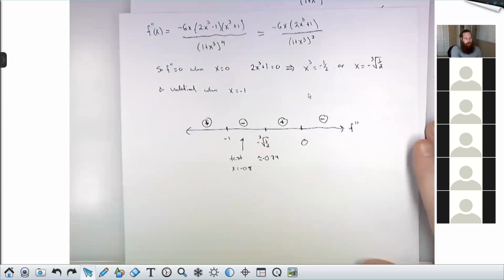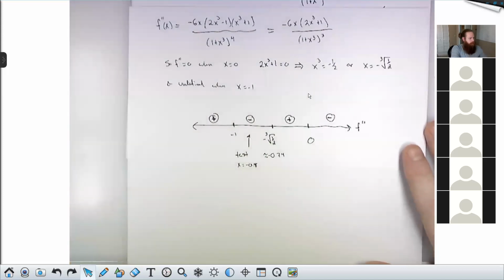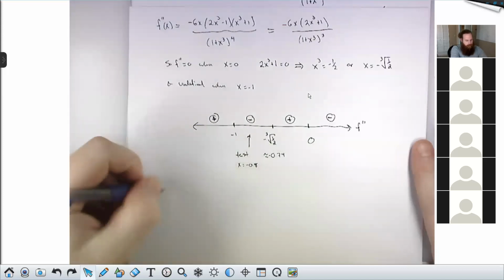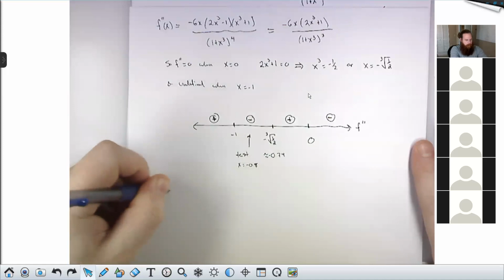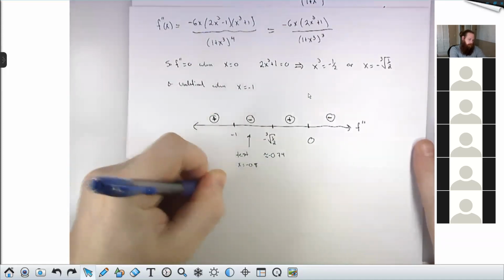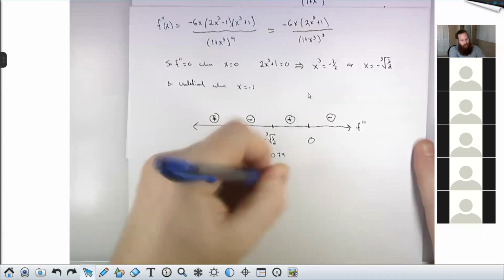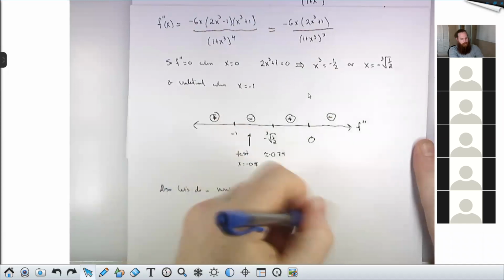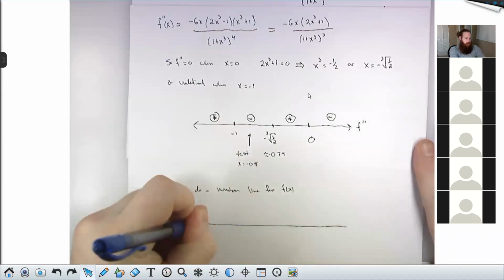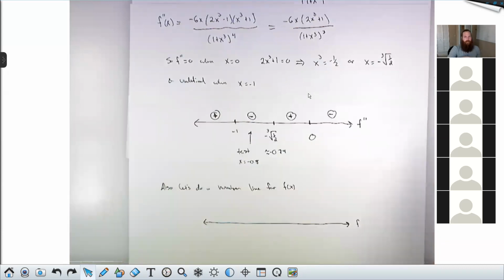So this is my number line for f double prime. I never made the number line for f itself, so let me go ahead and do that, and then we'll put all this together. Your book doesn't talk about doing this for f itself, but when we teach how to graph these things in pre-calculus, the number line for f is all we have, and I feel like it's silly to throw that out.